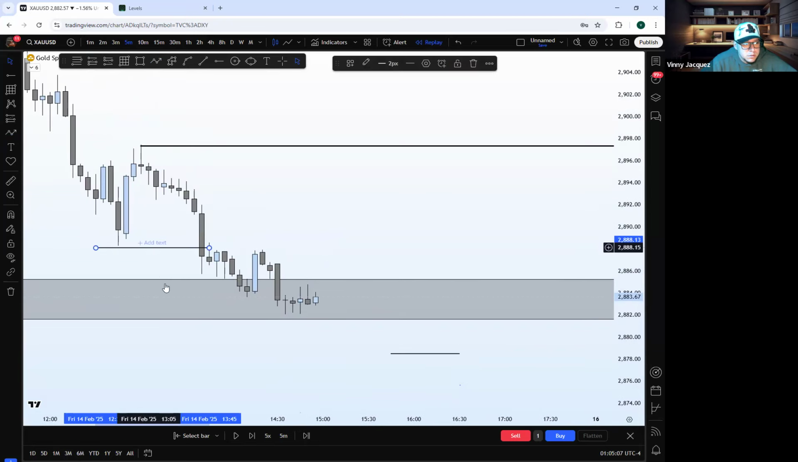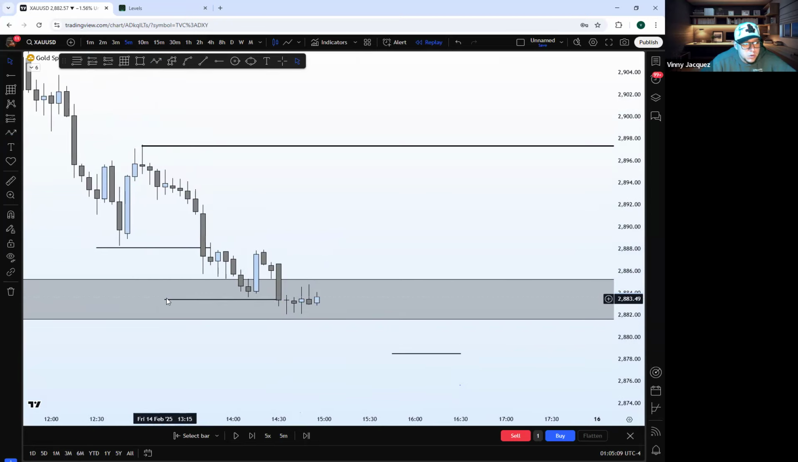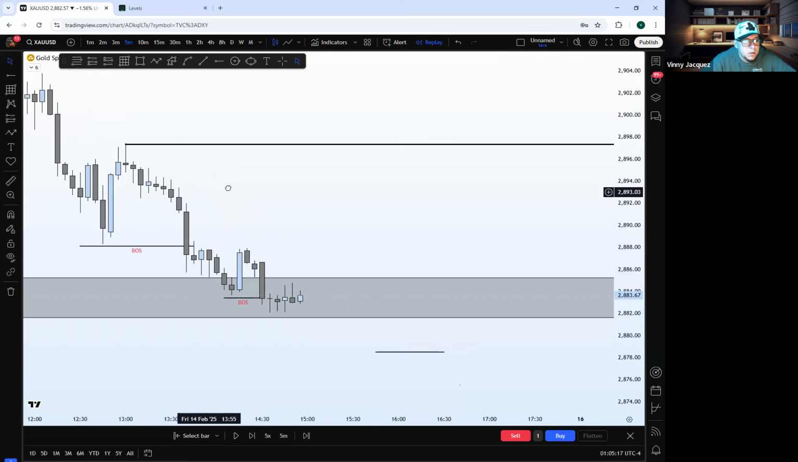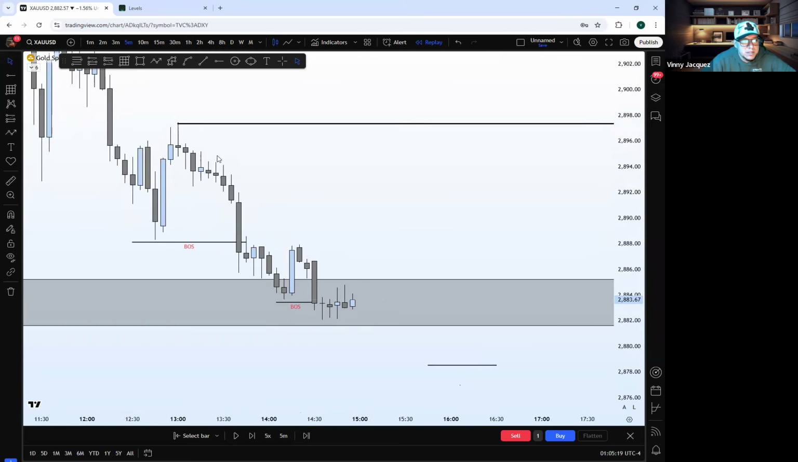Market gives me a new low, new BOS. BOS to the downside, BOS to the downside. Where should my change of character line be, guys? I need to move that line somewhere. Where should I move it to? I will take a look at that after, Austin.